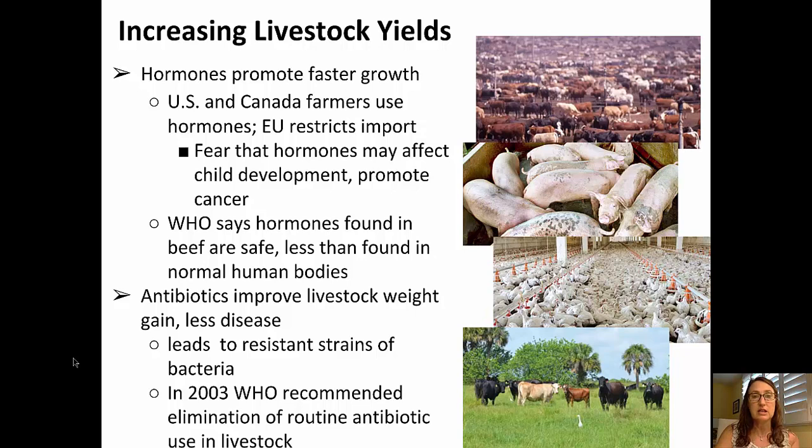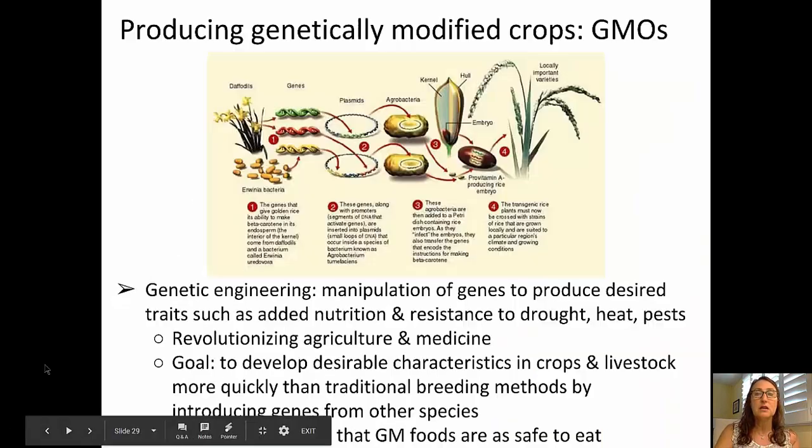However, the World Health Organization says that hormones found in beef are safe because there's a lower concentration than those found in normal human bodies. Antibiotics are used to improve livestock weight gain and to make sure that the livestock experience less disease. Now, antibiotic use, just as in humans, can lead to resistance to strains of bacteria. And in 2003, the World Health Organization recommended the elimination of routine antibiotic use in livestock.